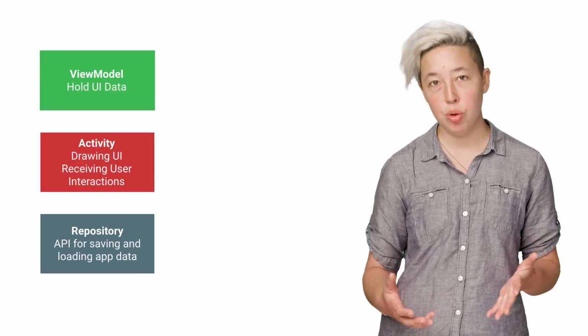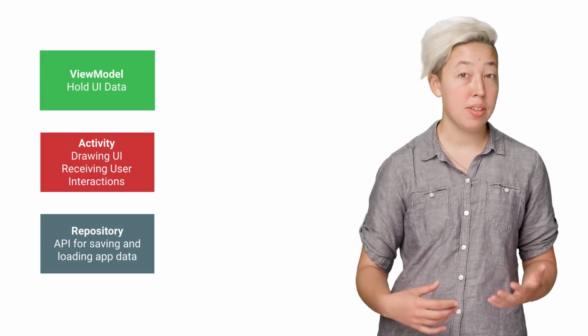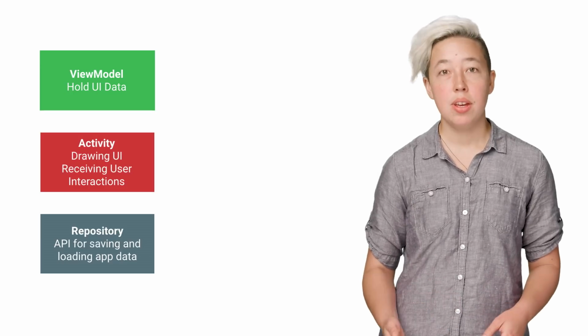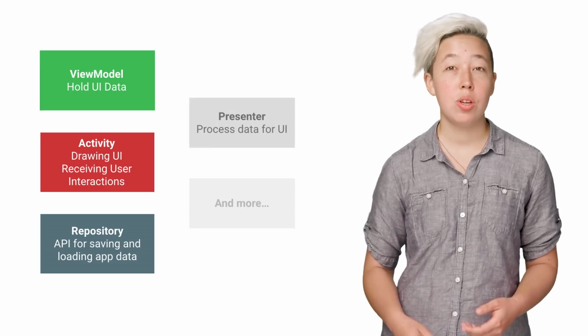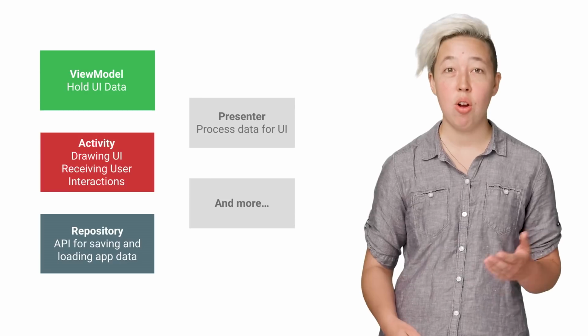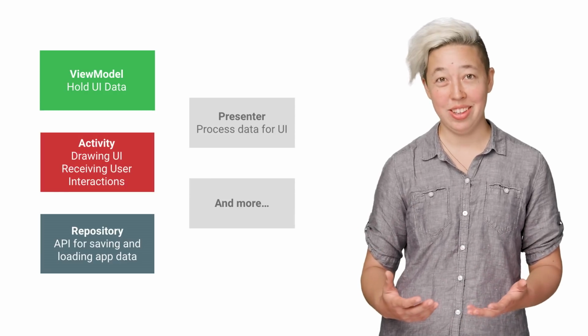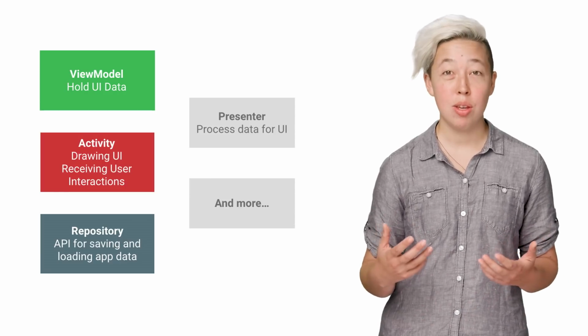Now, you should make sure that your ViewModels don't become bloated like your activities and fragments were. To avoid this, you can create presenter classes, or you can implement a more fully-fledged, clean architecture. There's tons of documentation linked. Okay, so let's actually make a ViewModel.